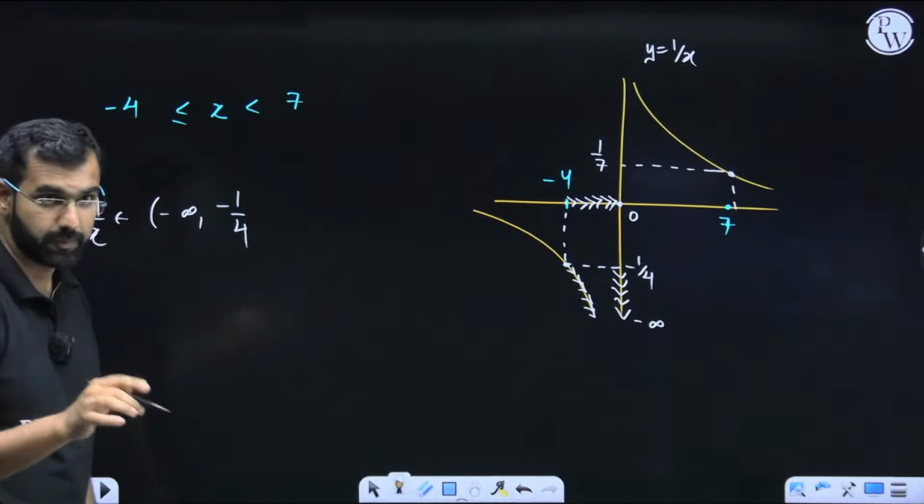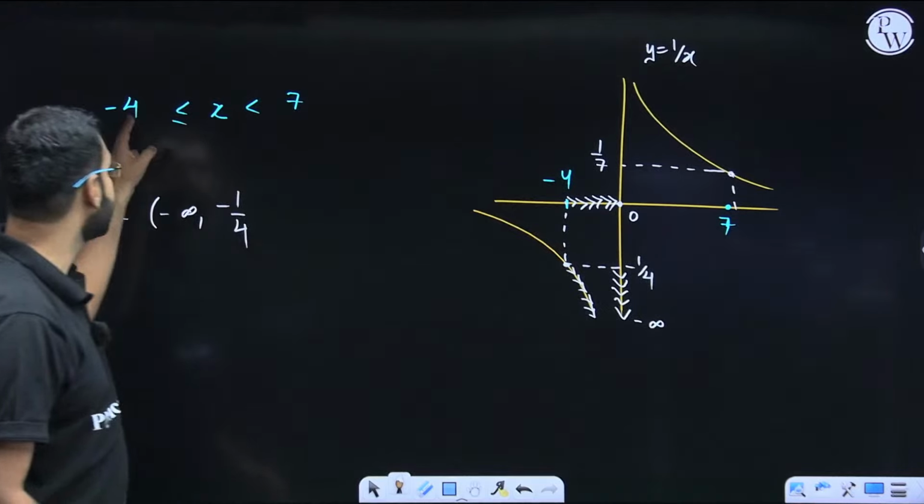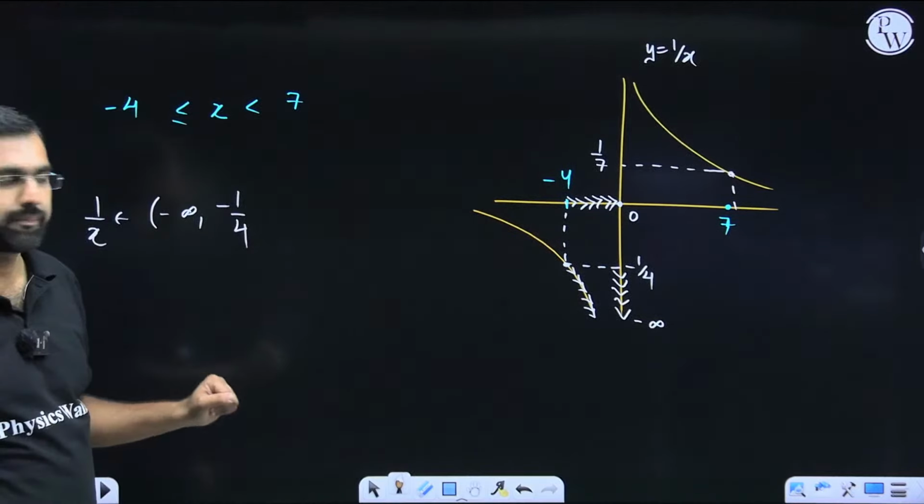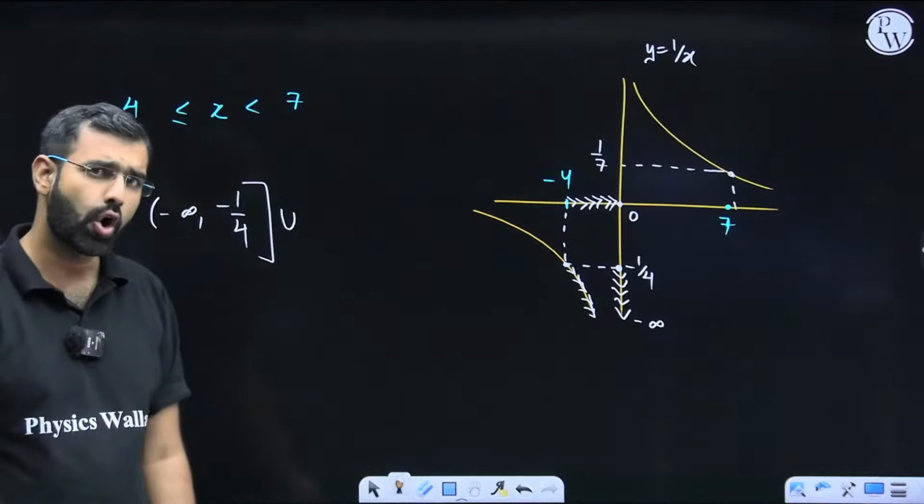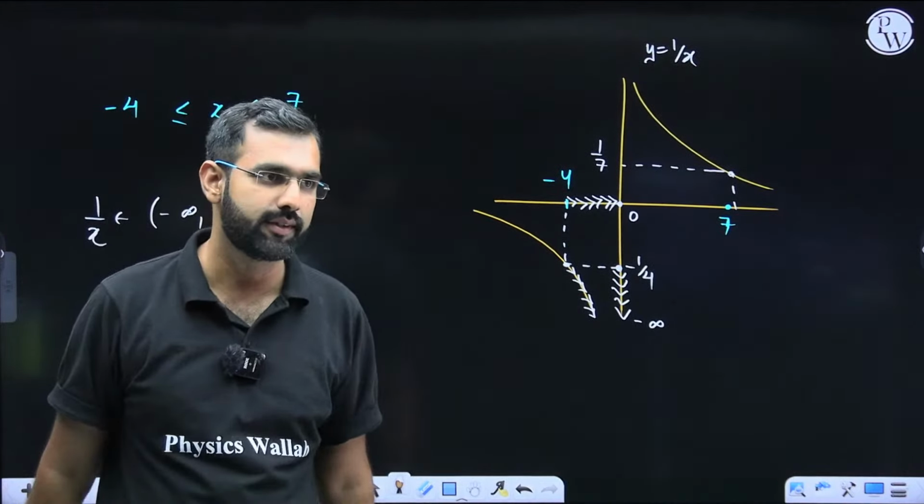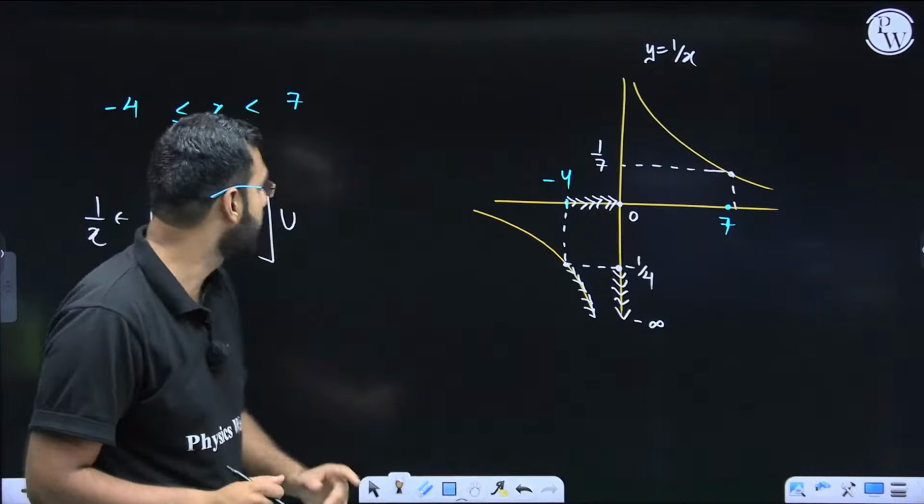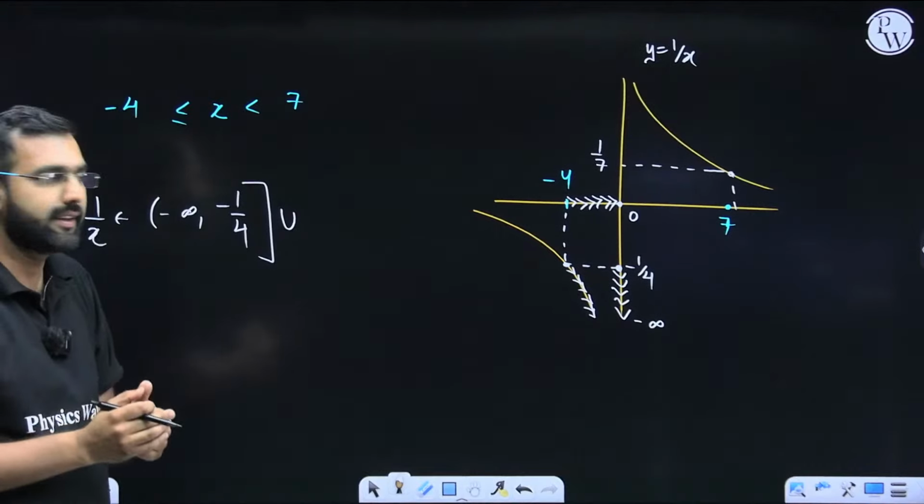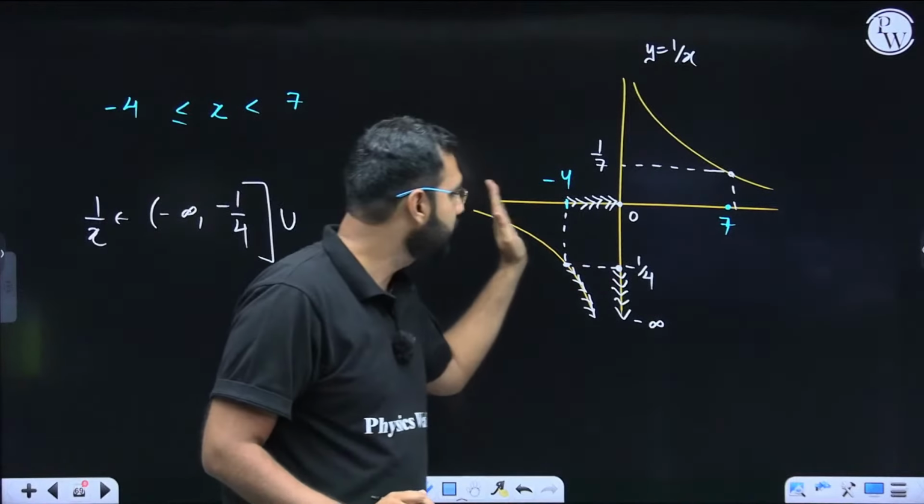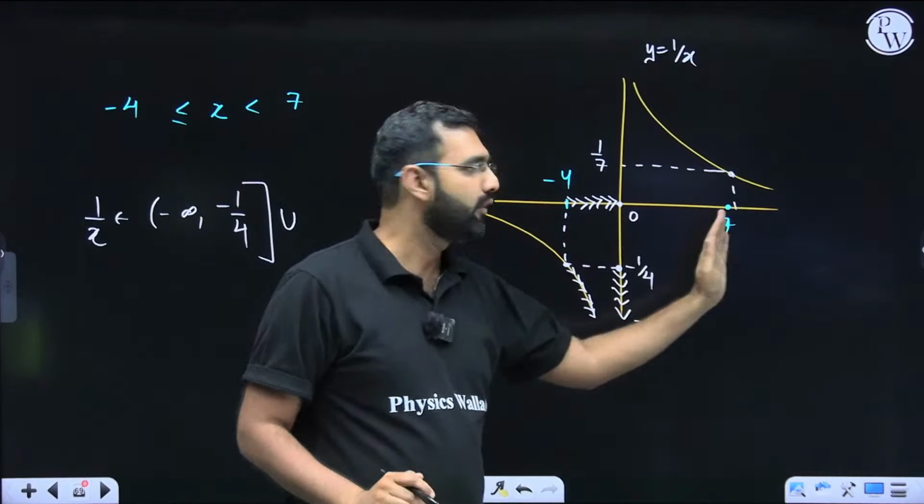But pay attention to this part. -4 was included, which means -1/4 will also be included. Or means union. Everybody with me on this? Now, if or means union, what about 0? This is 0. 0 cannot be included because 1/x will be not defined there. But now, from 0, if I start moving towards the positive x values, these are the values I'm taking.